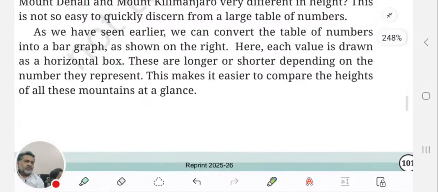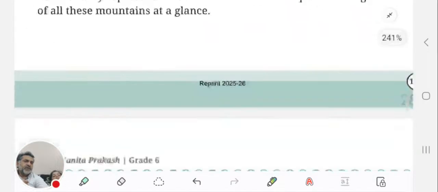As we have seen earlier, we can convert the table of numbers into the bar graph as shown on the right here. Hence, each value is drawn as a horizontal box. These are longer or shorter depending on the number they represent. This makes it easier to compare the height of all these mountains at a glance.